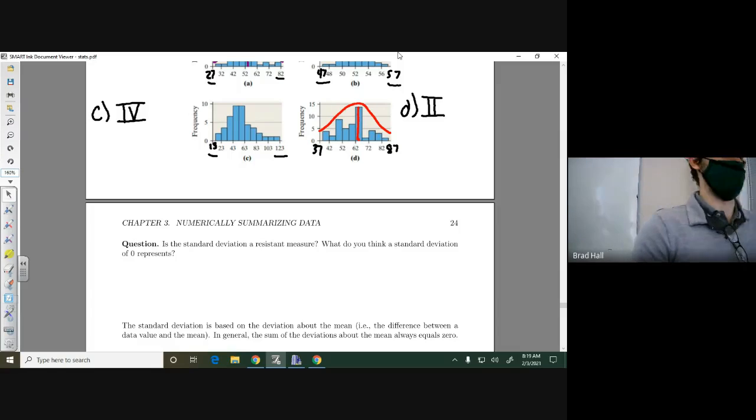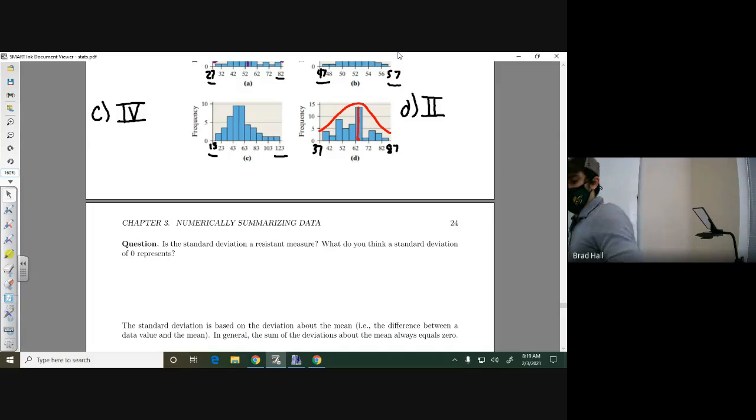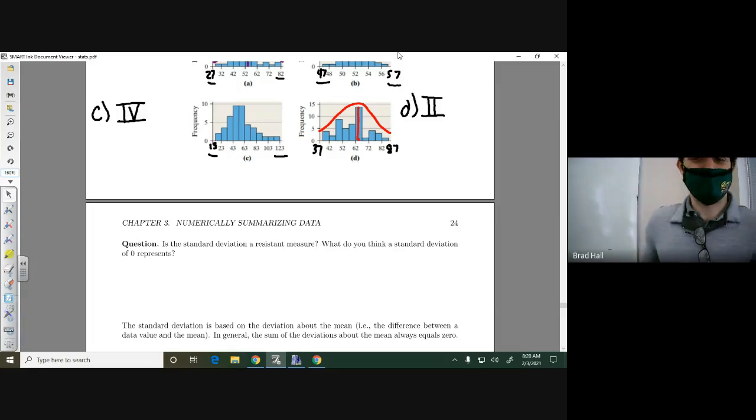It's dependent on the median and mode, the standard deviation. The standard deviation is based off the mean. Exactly. So if you took an extreme value, the mean will change and the deviation will change, so it's not resistant. That's a good thought process. We're going to go with that one.